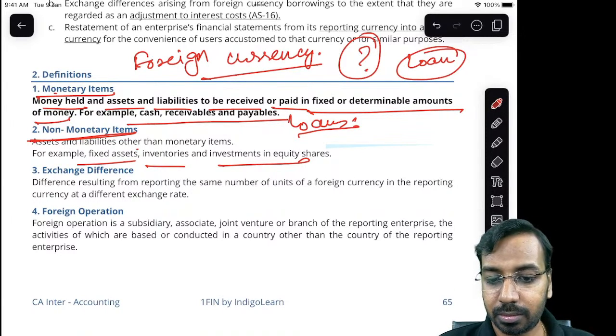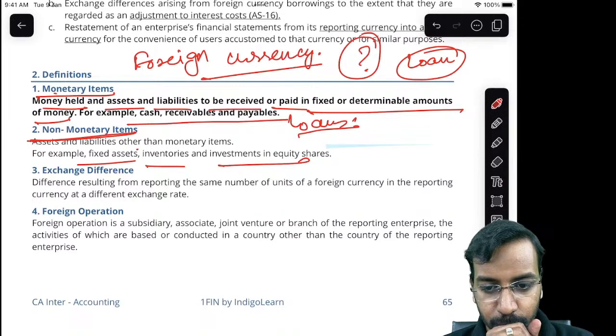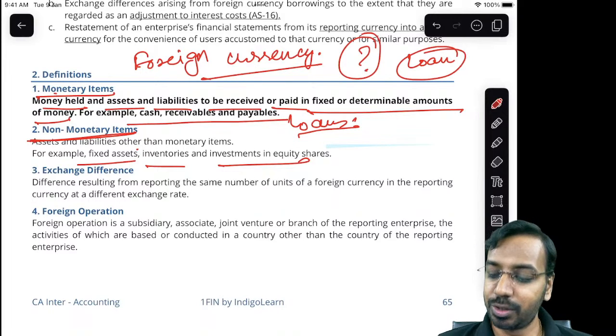The Excel sheet, where is the Excel sheet? PDF. Excel sheet I use in the class. Okay, yeah.